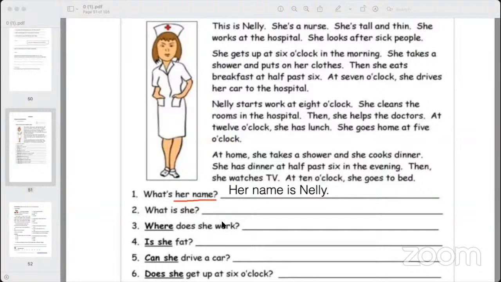Okay. The next question, what is she? So they're asking you what her occupation is. So you won't say nurse. We know she's a nurse, but how do you write that in a sentence? You would use the word she as your starting word for your sentence. And you would say, she is a nurse. Are you all understanding how to write your answer in a full sentence?